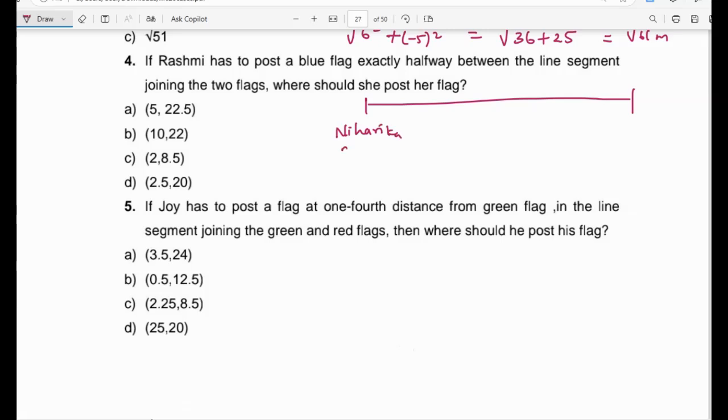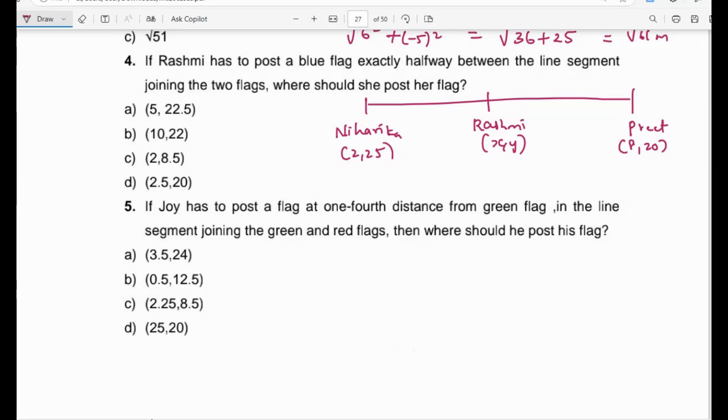Niharika, that is with the 2 comma 25, and then here we have Preet with the 8 comma 20. So now she wants to take it exactly in the center, that will be Rashmi. That we don't know, x comma y. What is the value of x comma y?